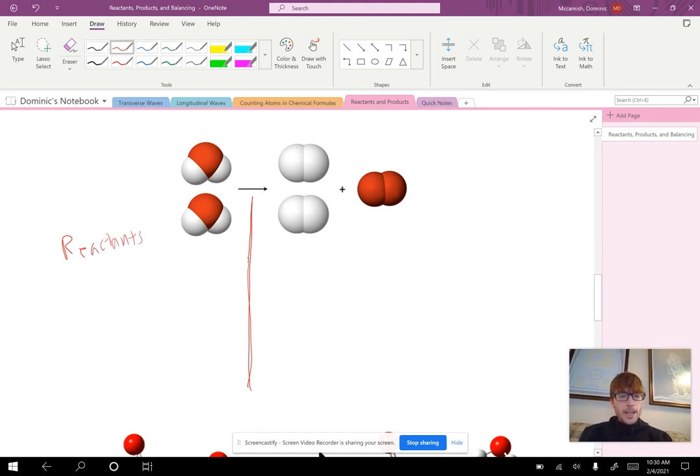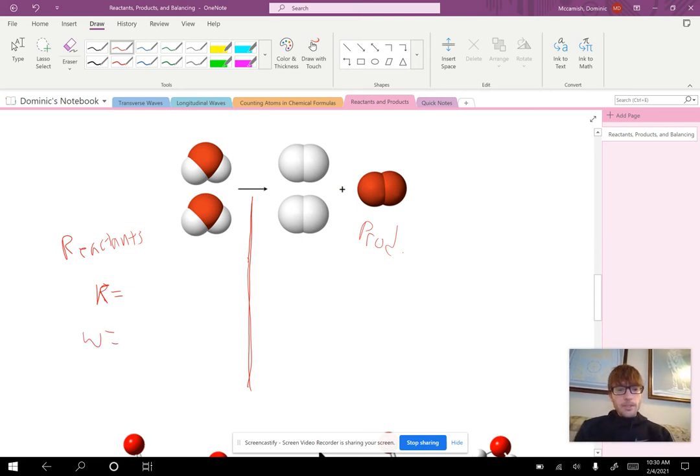I'm going to write the number of atoms on that side, and on the product side, I'll do the same thing. All right, now you don't even have to know what these elements are. You can just call them by their color. So I'm going to have R for red, and then I'm going to have W for white.